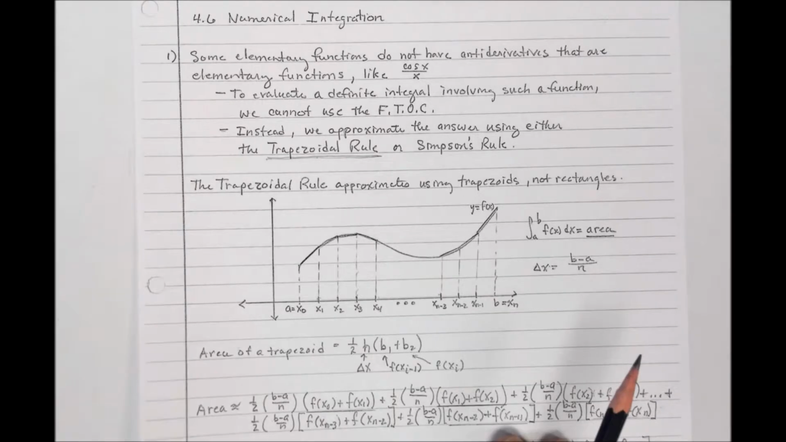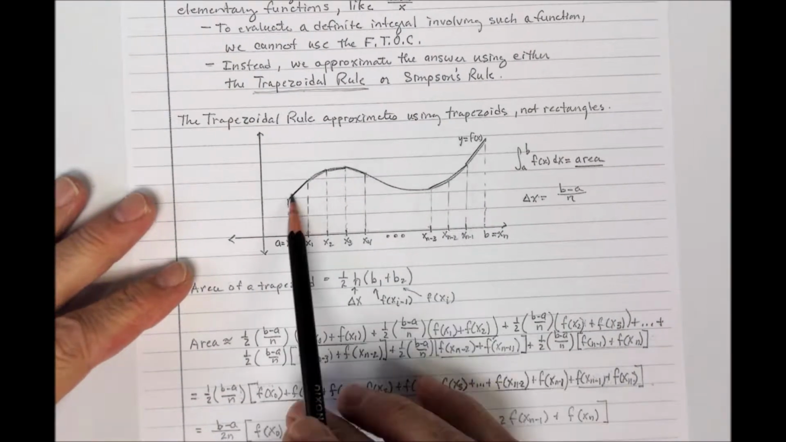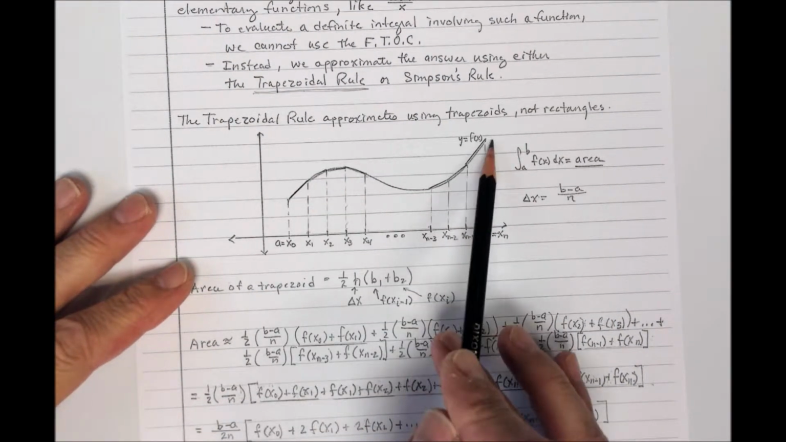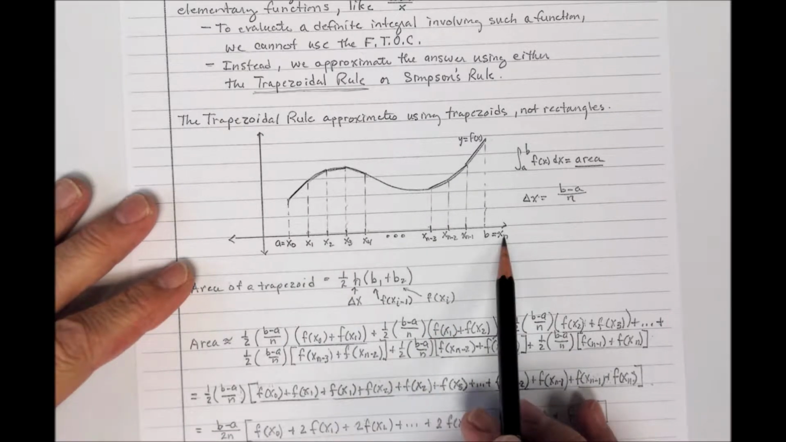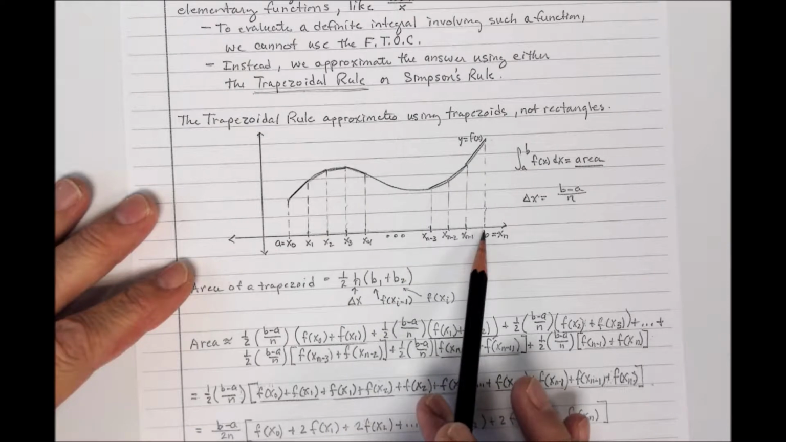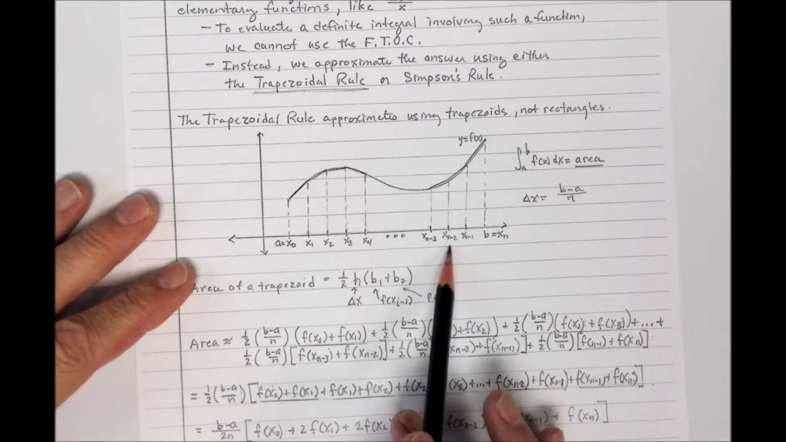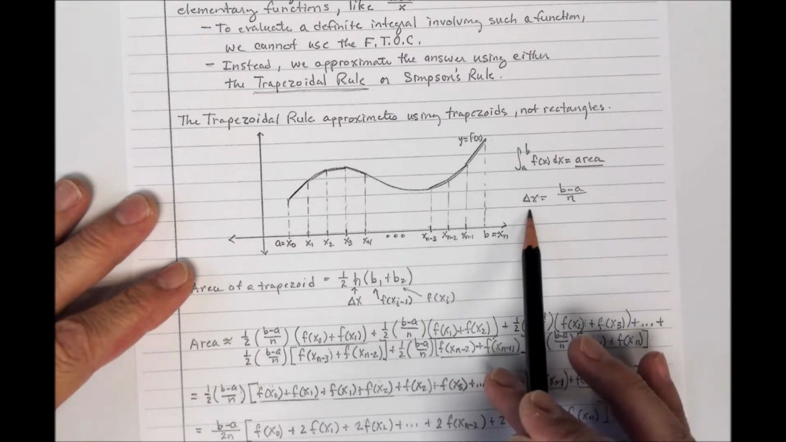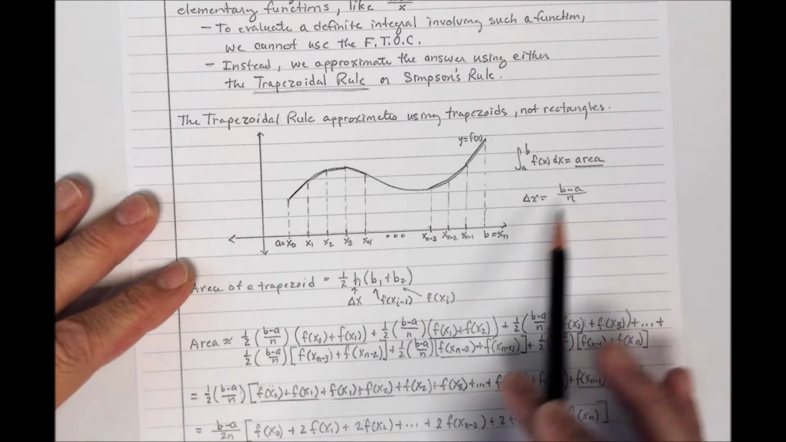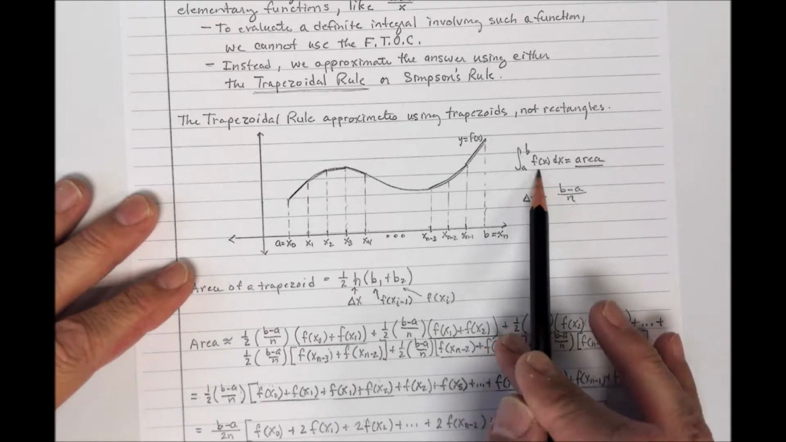Now, let me move this up just a little bit. For the Trapezoidal Rule, we still have our curve, y equals f of x, going from a to b. We have subintervals here. We partition this. We can make it a regular partition, which is perhaps the easiest way to do it. So I'll call delta x equal to b minus a over n. And we're going to try to find the area under the curve, which would be the definite integral from a to b of f of x dx.